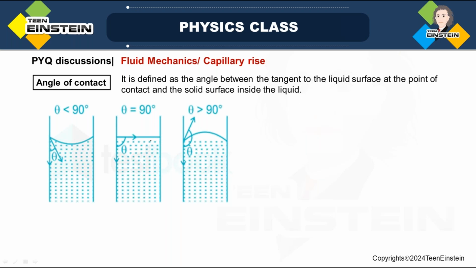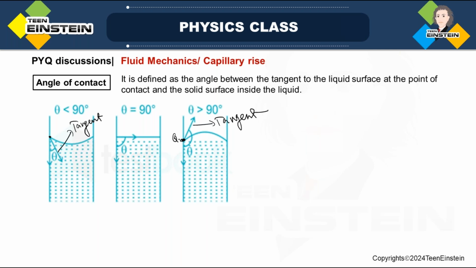Let me take this particular point here. This point is the point of contact. At this point of contact, what is the tangent? If we draw a tangent to this particular water surface, liquid surface, then this is the tangent to the liquid surface at the point of contact. So in this case, when the liquid is depressed, a concave meniscus, this is the tangent to the liquid at the point of contact.